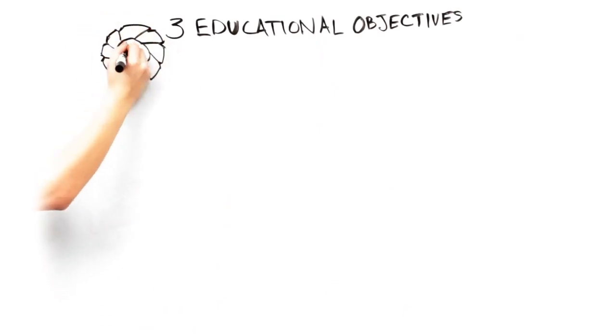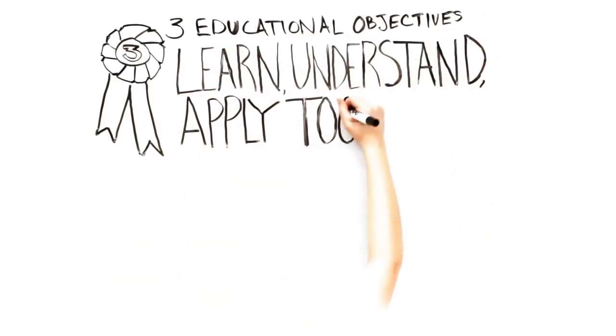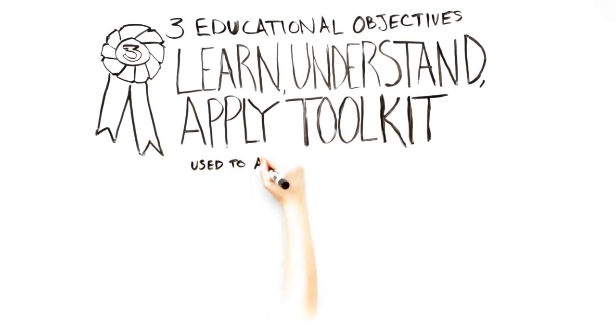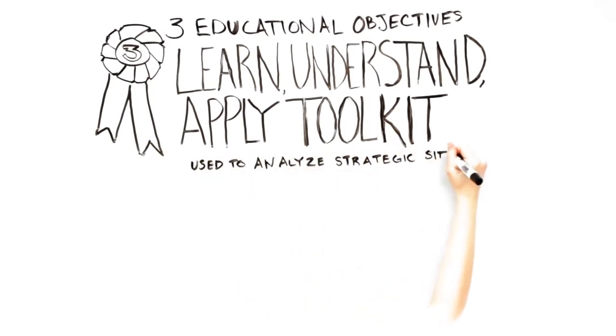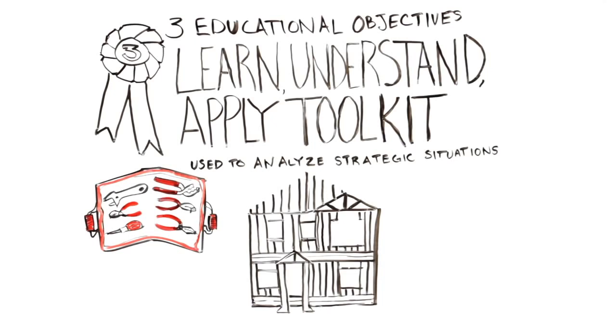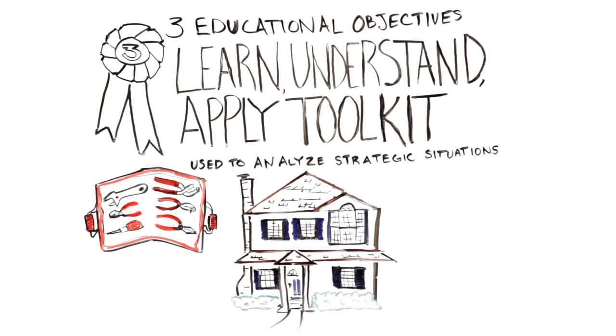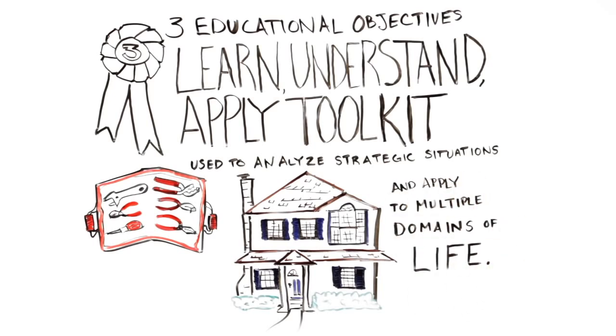My third and last educational objective in this course is for you to learn, understand, and be able to apply an entire toolkit of conceptual frameworks that can be used to frame and analyze the relevant issues in any strategic situation. While you may think initially that these tools and frameworks are only useful to analyze for-profit organizations, you will quickly see how they help you in many aspects of life. While these tools were designed to analyze companies, they are really about understanding situations when resources are scarce and performance matters. We will talk more about how these tools apply to multiple domains of life.